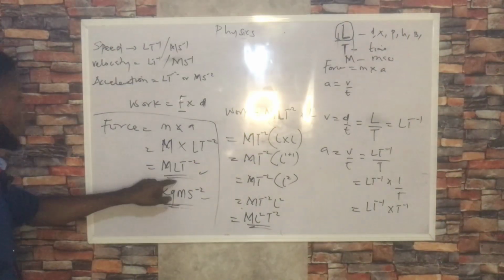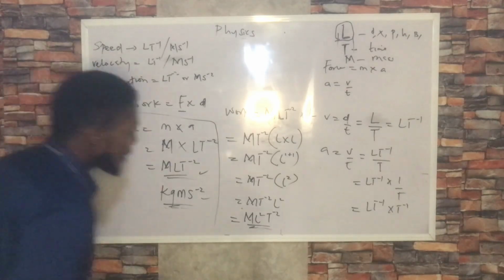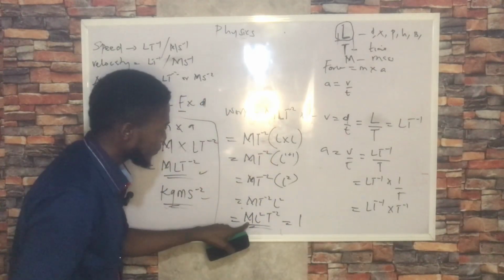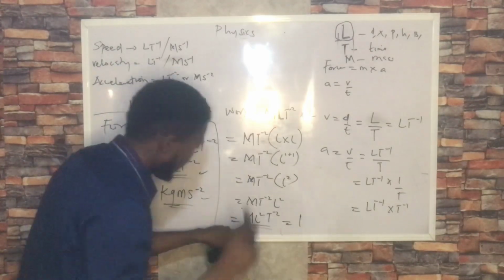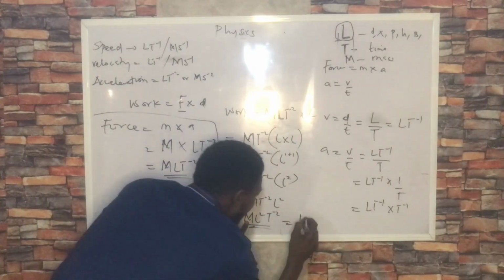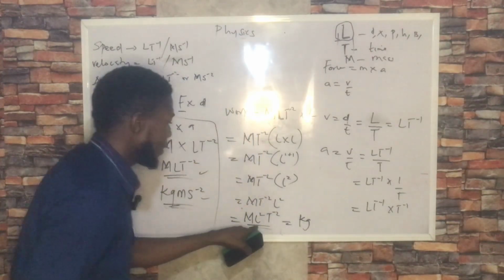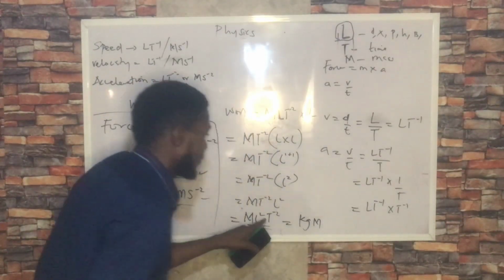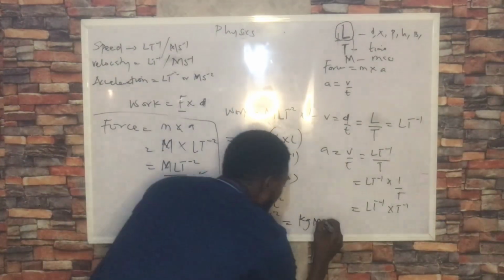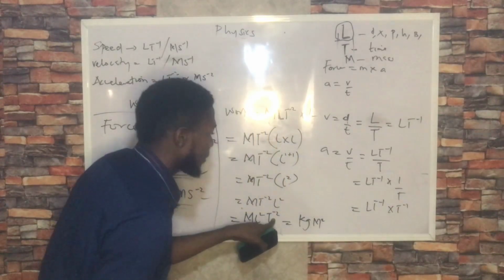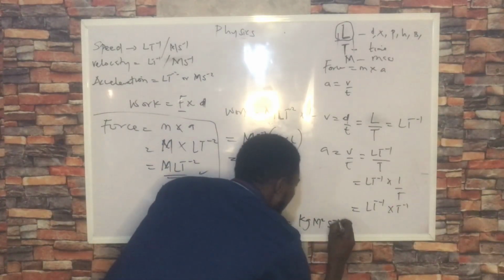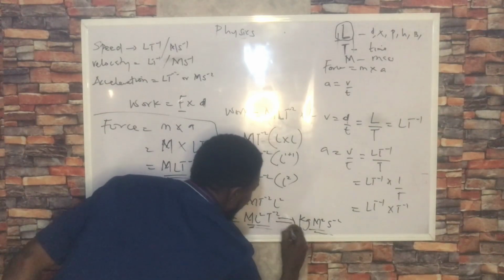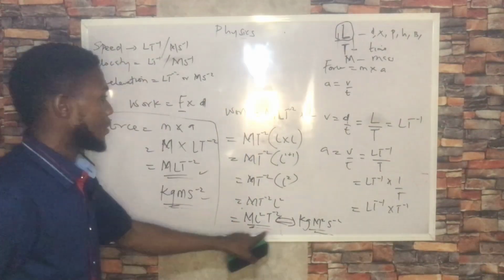This one, MLT to the minus 2, is the dimension for force. Now this can also be written in units: this is mass, so it's kg. This is length, so meters, m squared. And this is time, seconds, s raised to the power minus 2. Still the same thing, MLT.